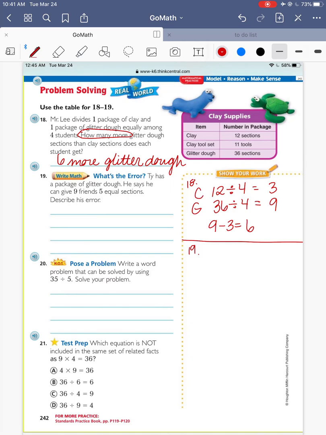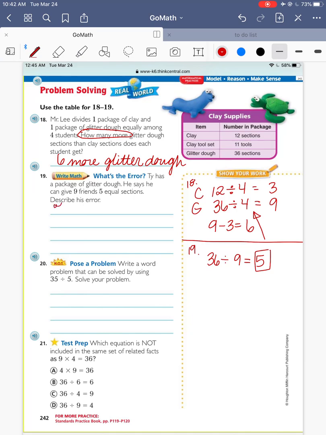Ty has a package of glitter dough. He says he can give 9 friends 5 equal sections. Describe his error. So how much glitter dough is in 1 section? So there's 36 sections of glitter dough. He says that he can give 9 friends 5 pieces. What is 36 divided by 9? We did it up here, right? It shouldn't be a 5, it should be a 4.